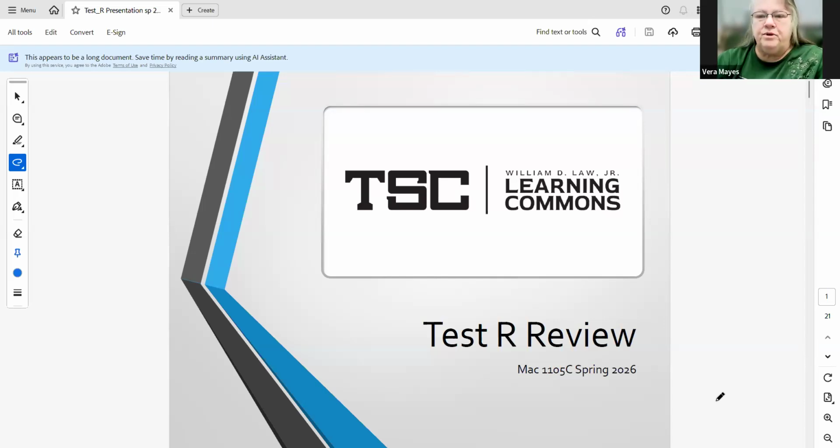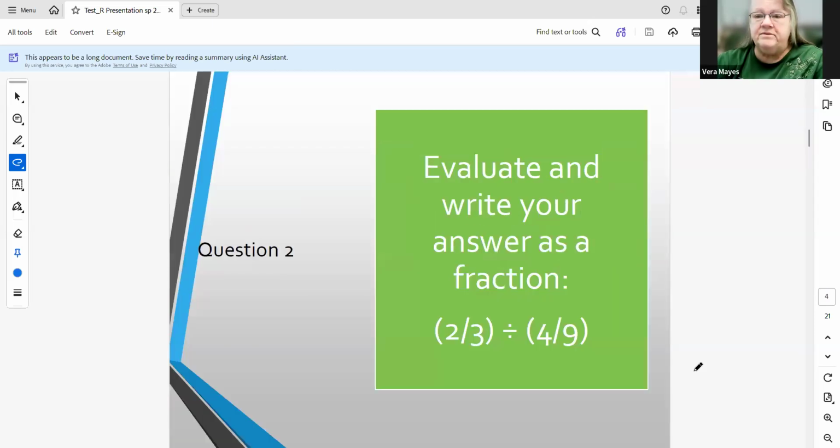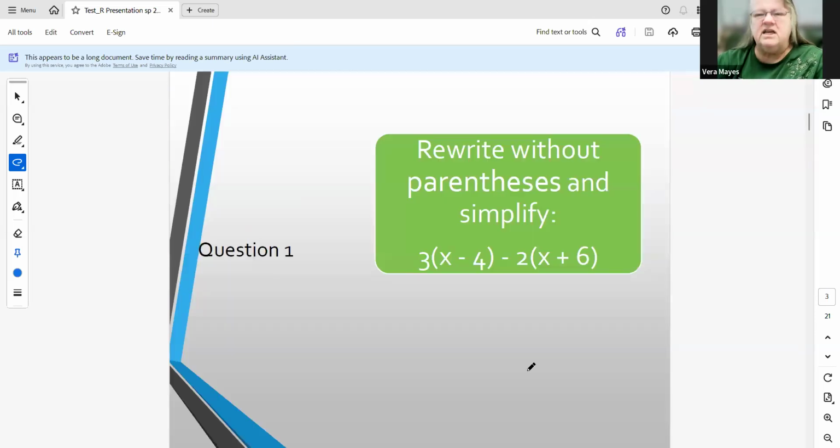And today I'm going to be working through a brief review for Test R. This is designed to help you be prepared and see what areas you might need a little bit more help in. And it is not designed to be all encompassing, but to just give you, like I said, a brief overview of the main topics, and you can see where you might need some more help.